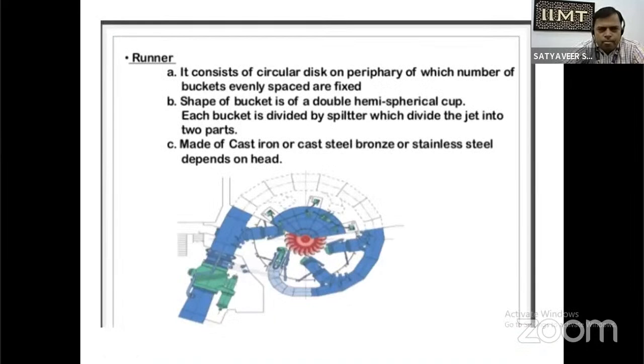Now, what is the runner? The runner consists of a circular disc on the periphery of which a number of evenly spaced buckets are fixed. The shape of the bucket is a double hemispherical cup, and each bucket is divided by a splitter line, which divides the jet into two parts. The runner is made of cast iron, cast steel, bronze, and also stainless steel.